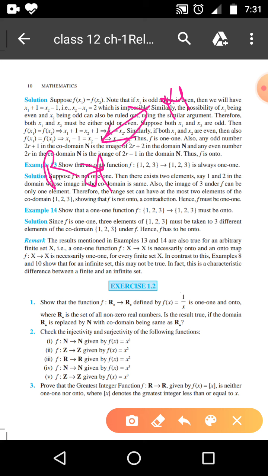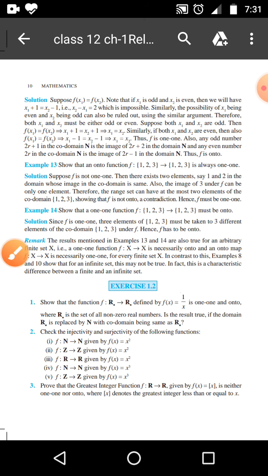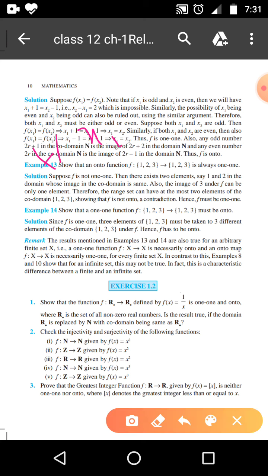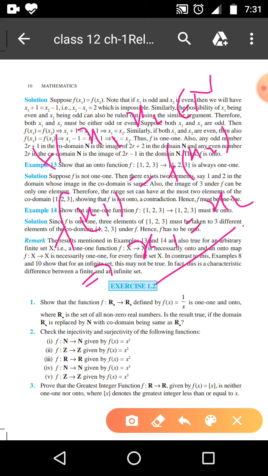Now we are moving to question number 2. First part, f from N to N given by f(x) = x square. So see this function, for each x1, x2 belongs to N, f(x1) is equal to f(x2), and this implies x1 is equal to x2. So the given function is one-one but not onto.